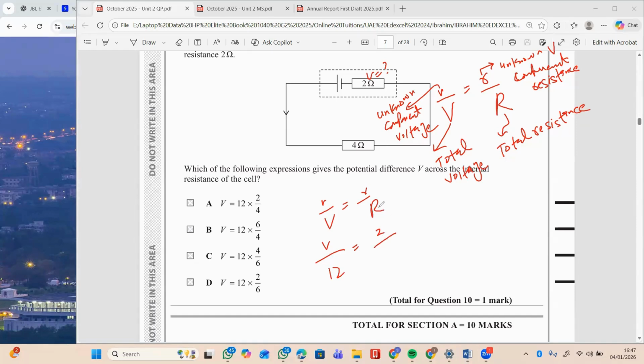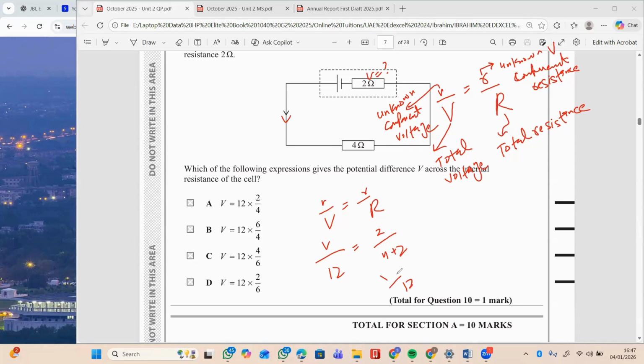And capital R is the total resistance, and for the series combination, as you can see, it is a series combination because there is only a single path available for the electrons to flow. There are no multiple paths available. If you don't have multiple paths available for the electrons to flow, then that circuit is called a series circuit. So for a series circuit, you always add up the resistances. So here is your answer.